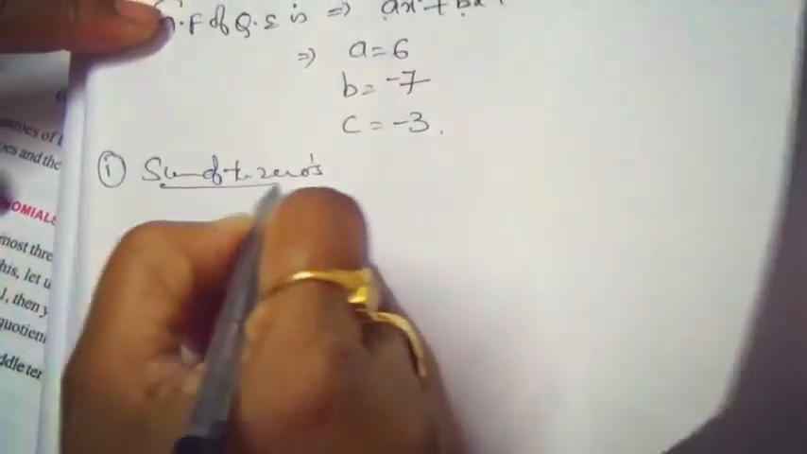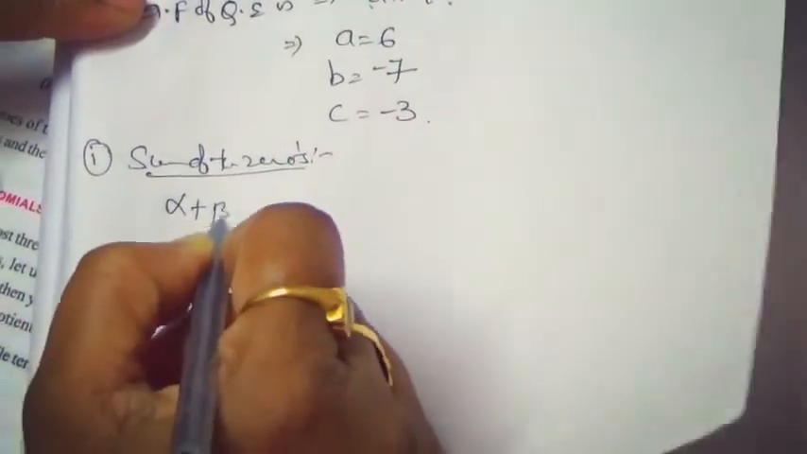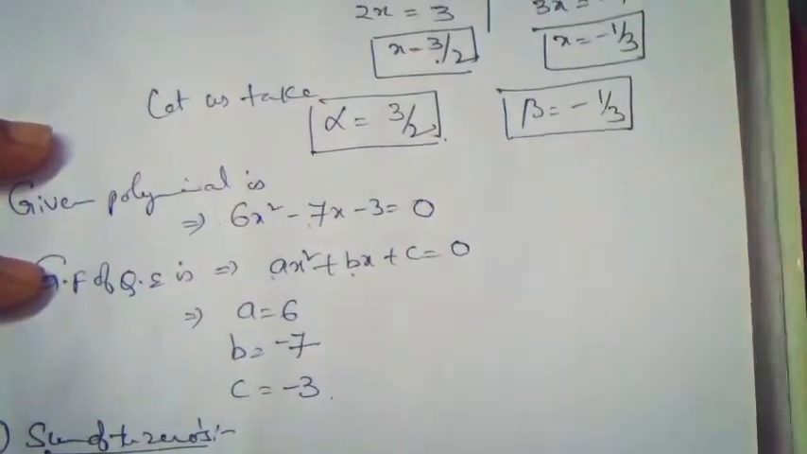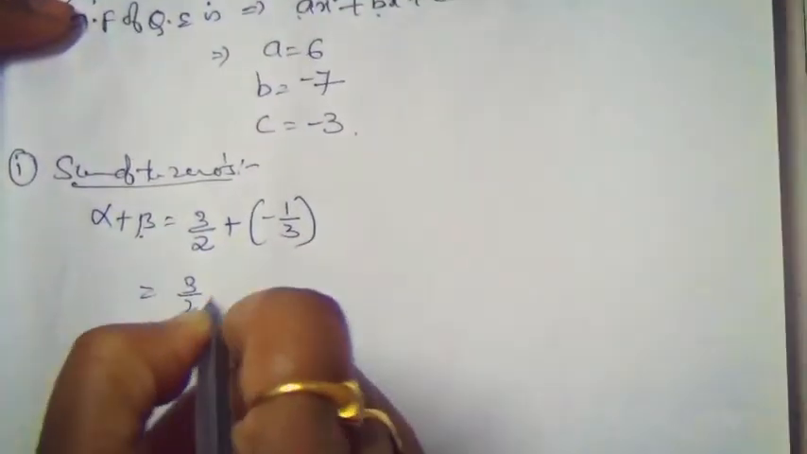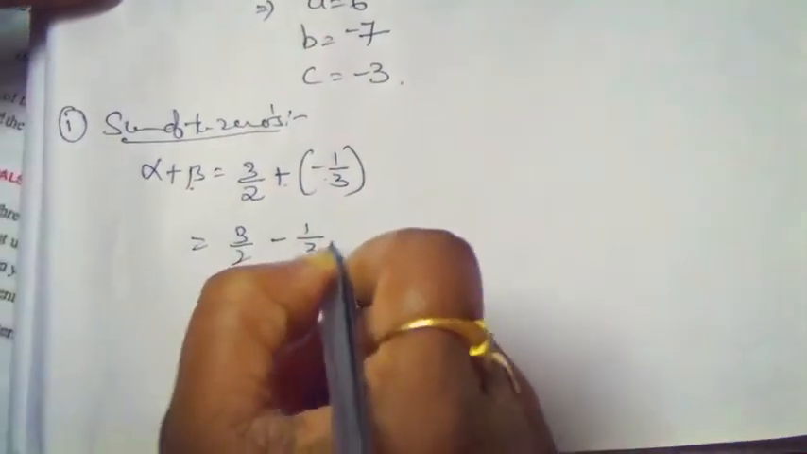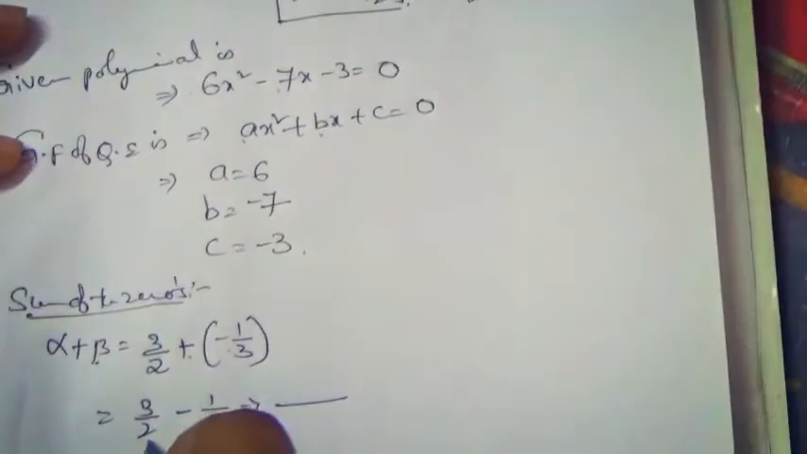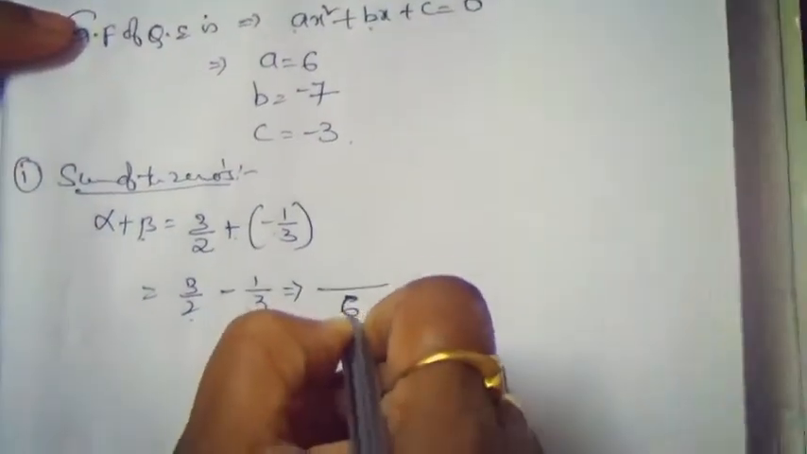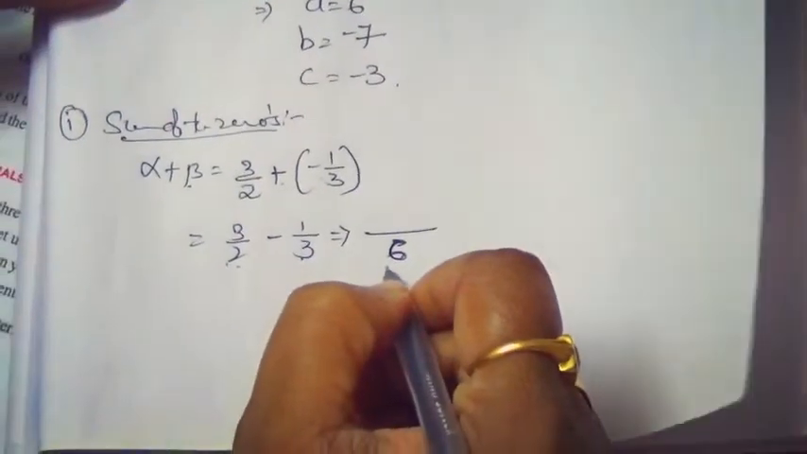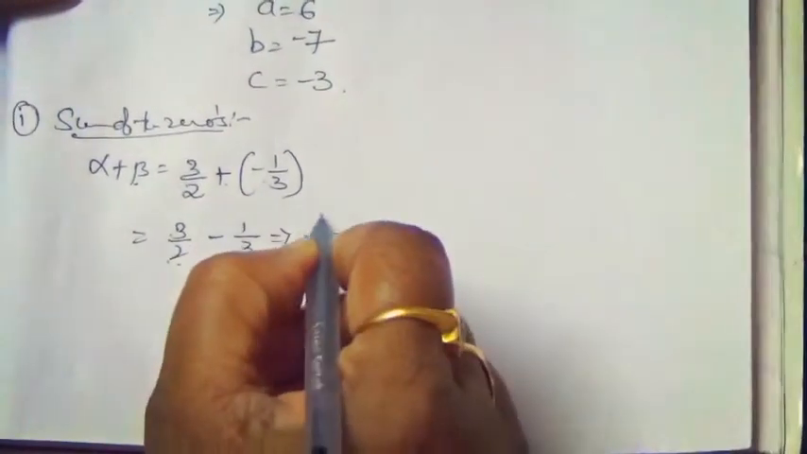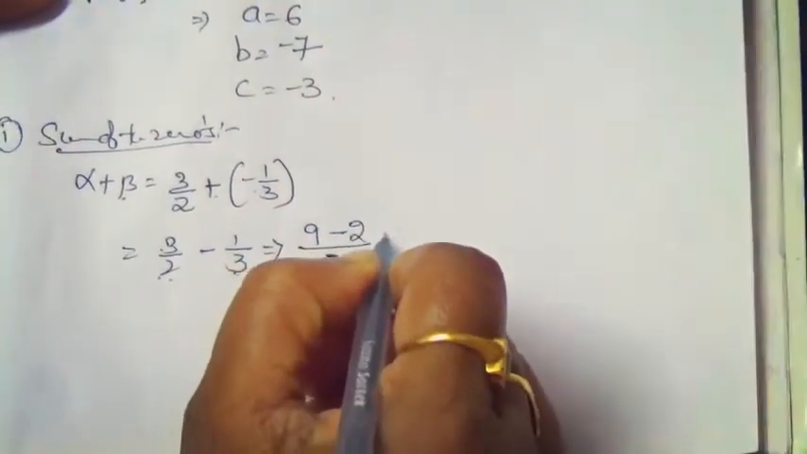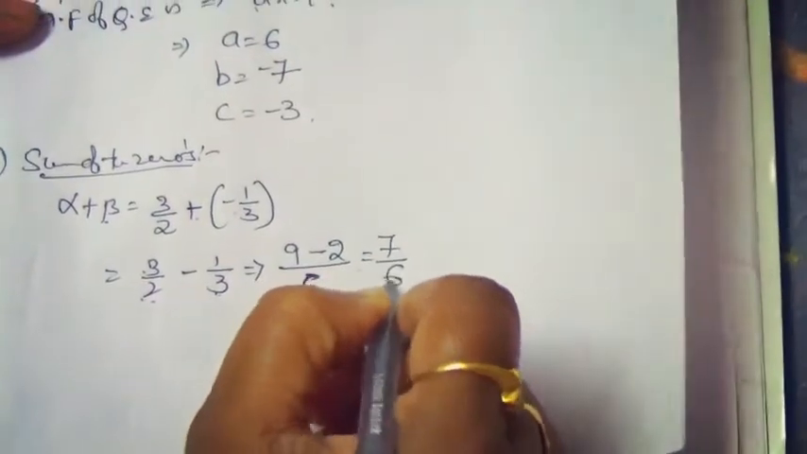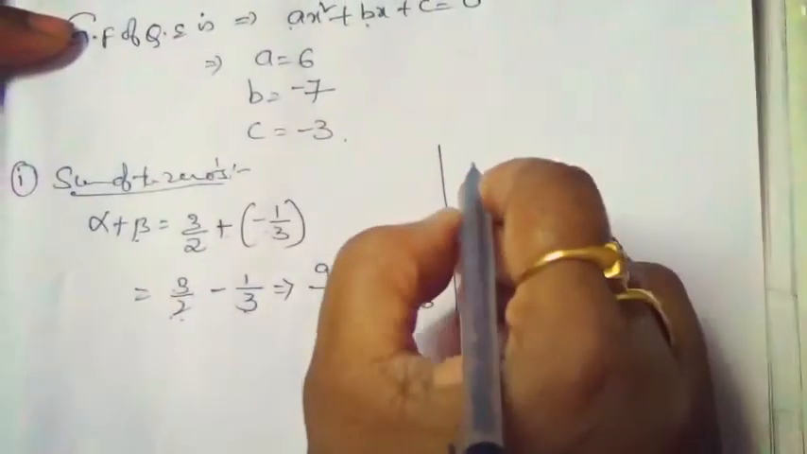First we have the sum of the zeros. What is the sum of the zeros? Alpha plus beta, that is equal to, what is alpha? 3 by 2 plus of minus 1 by 3, that is equal to, so 3 2's 6. 6 is the LCM. In table 2, 6 in 3 times 3 3's 9 minus 3 table 6, that is 2, 2 1's 2, that is equal to 7 by 6. The value of this is 7 by 6.